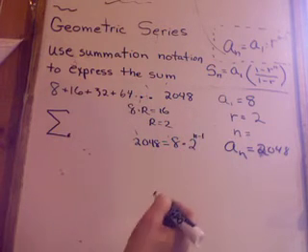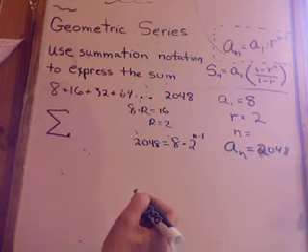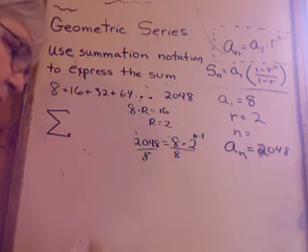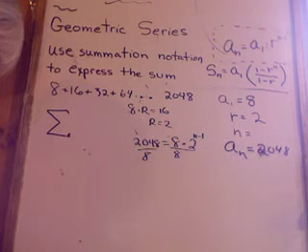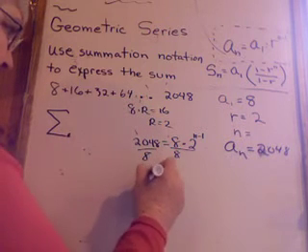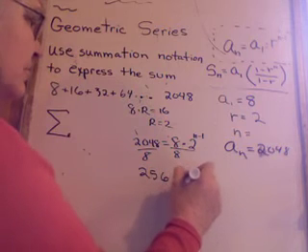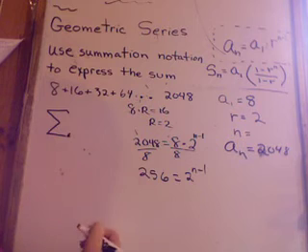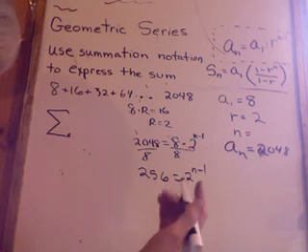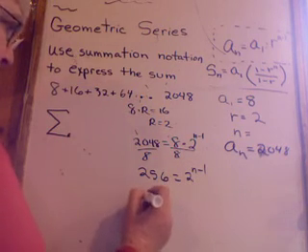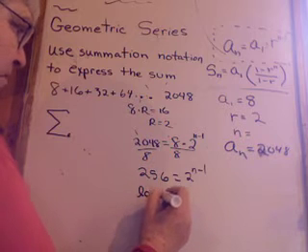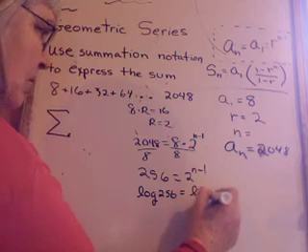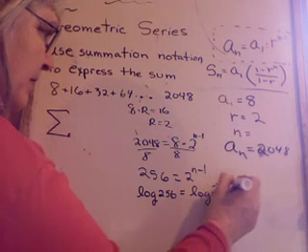All right, first step, what do you think we ought to do? Yeah, divide by 8. So 2048 divided by 8, 256 equals 2 to the n minus 1. Now at this point I need to solve for n. Well, if n is in the exponent, I need to use logs to solve for n. So let's take the log of both sides. Log 256 equals log 2 to the n minus 1.